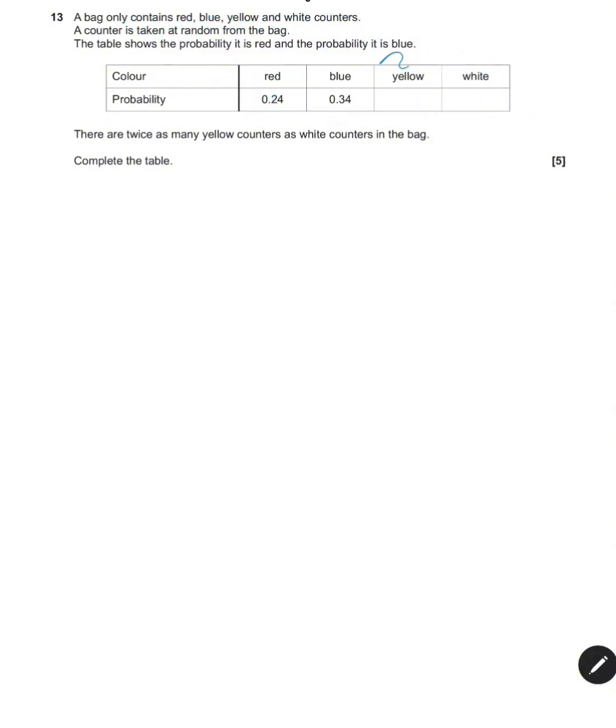We've got a table showing the probabilities that they are picked from a bag. Okay. What we need to know to start with is that all these probabilities will add up to 1. So that's the first bit of information we need. It says down here that there are twice as many yellow counters as white counters. So we've got 2 missing things and a bit of information there. So what I'm going to do first is take what we do have.